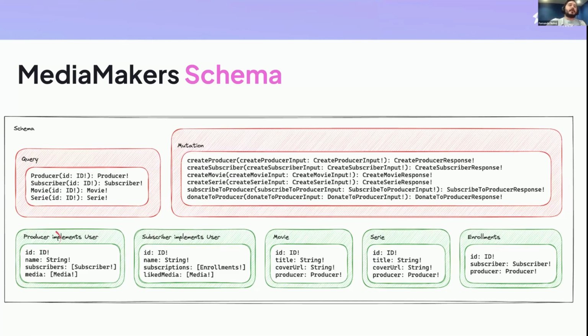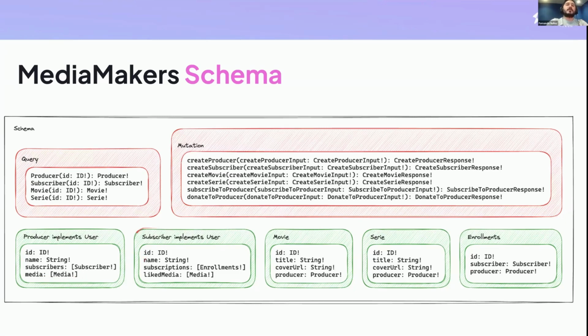We have a producer, which implements the interface User, and the producer defines two fields. One field is subscribers, and the other is media. The producer, as we saw, belongs to the account domain, as does the subscriber, but we have another domain, the media domain, that is going to take care of this field, because, of course, the account domain doesn't know anything about how to deal with media. So we are going to have a different domain or subgraph taking care of the media.